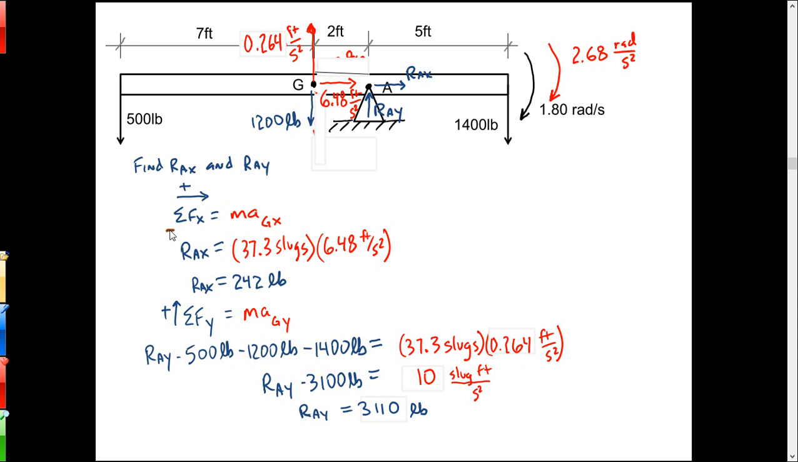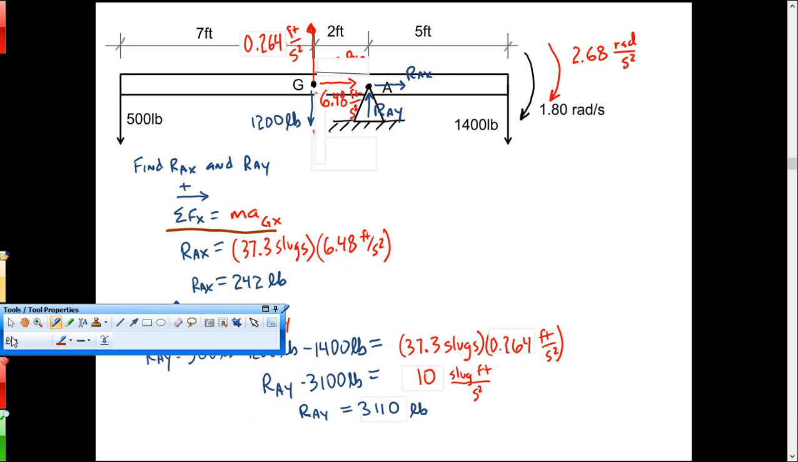So what we're going to do here is go sum of Fx, which will be positive, is m a_x. Again, you go through the center of gravity. All right, and then the only x force we've got is the reaction at A, R_Ax, and that'll be the mass times the x acceleration. So that's 37.3 slugs times 6.48 feet per second squared. And that's all to the right, see? So what's happening is this reaction is to the right.